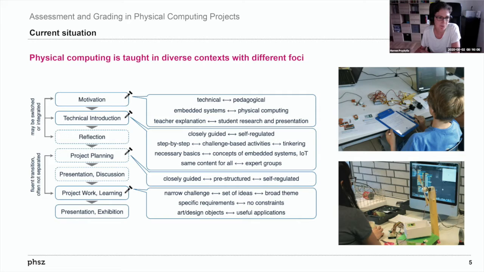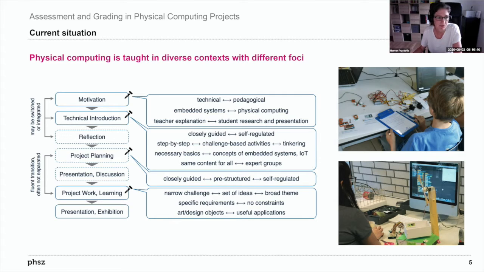What you usually have as a project structure is that you start, as a teacher, with a motivation. So you explain to the students why they are doing what they are doing. You might do this from a more technical perspective because you want them to learn about embedded systems, for example, or you might do this from a merely pedagogical perspective because your aim is to motivate students to stay on track with computer science courses, etc. You could do this through teacher explanations. You could let the students do some research and then present the results.